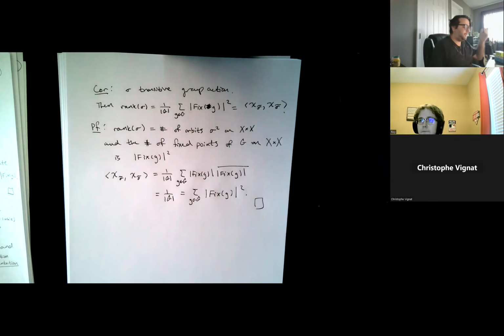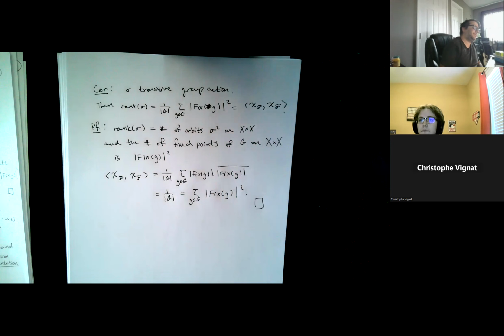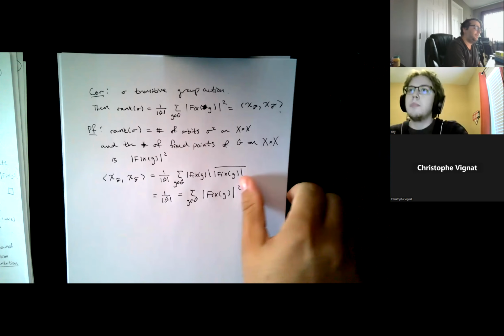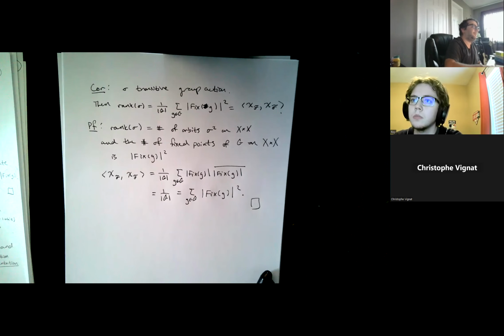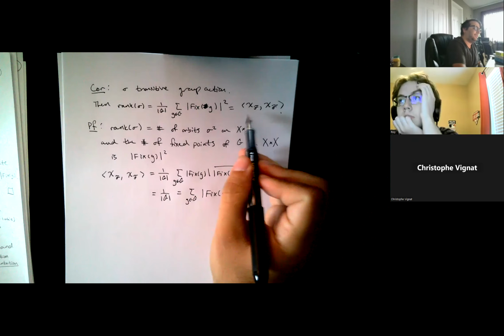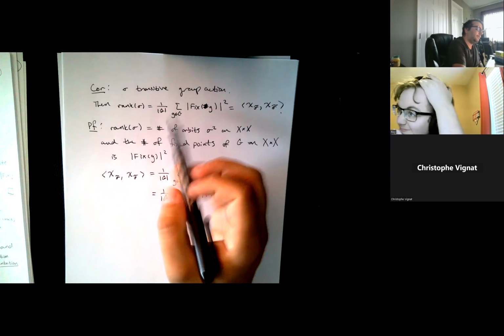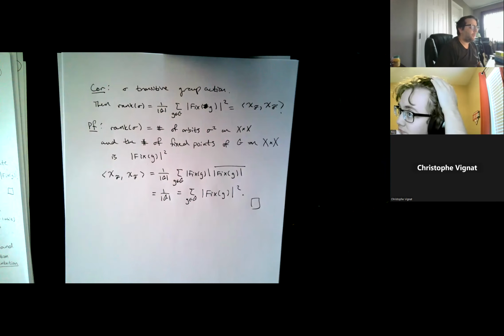Okay, so we have a nice formula for the rank, and remember that we had this result a while back that said that a representation was irreducible if and only if the inner product of the character with itself was equal to 1, right? And so that relates the irreducibility of the permutation representation with the rank of the action that it comes from.